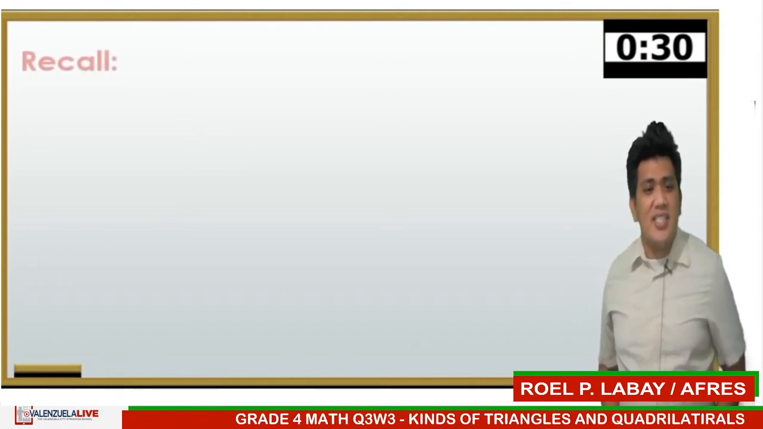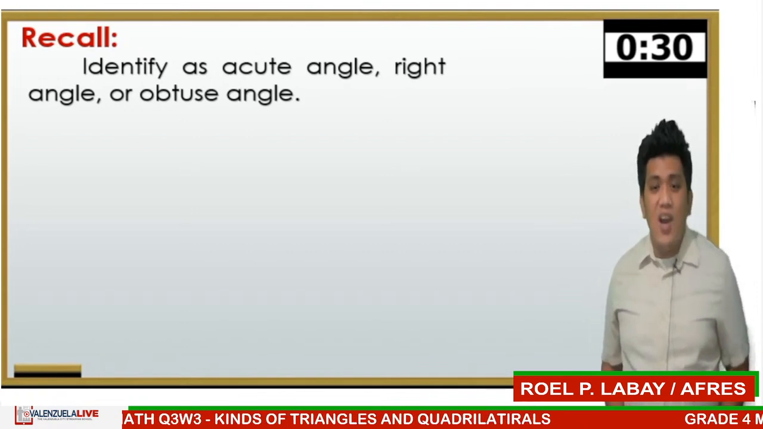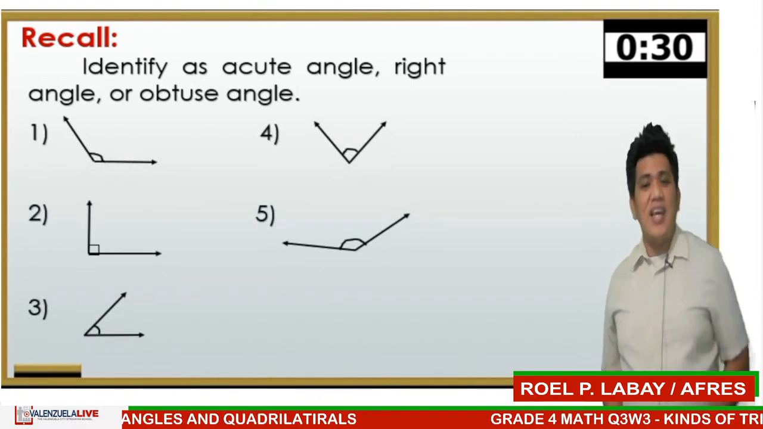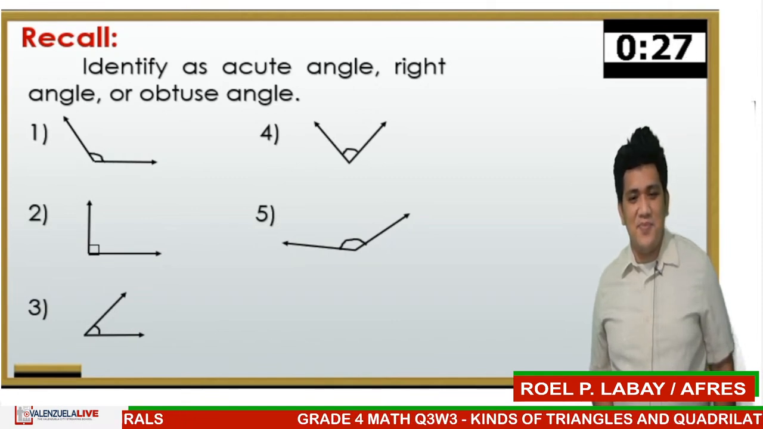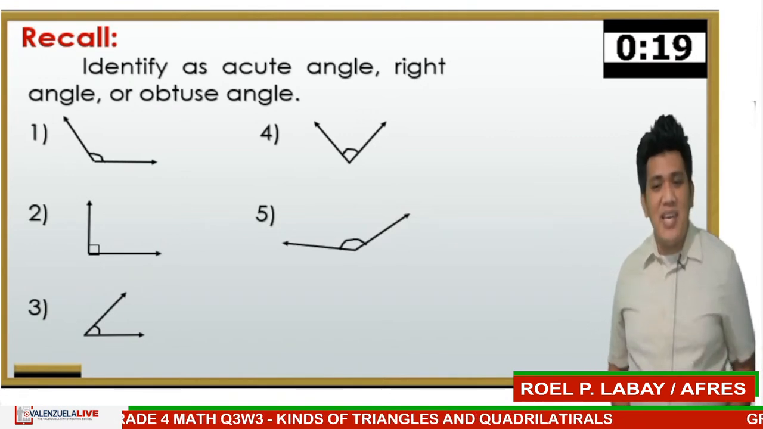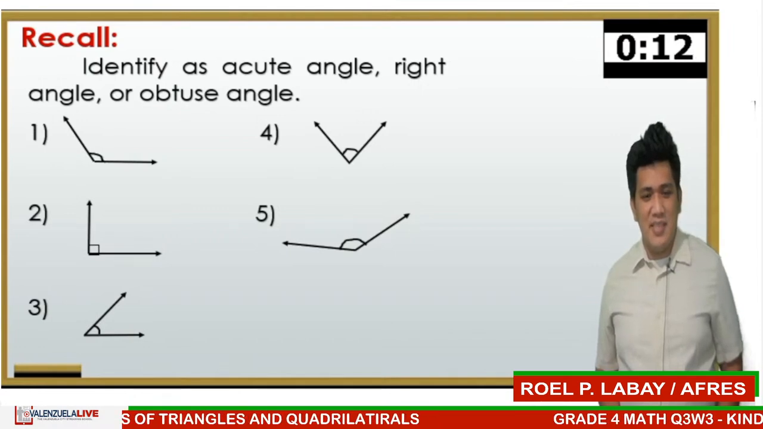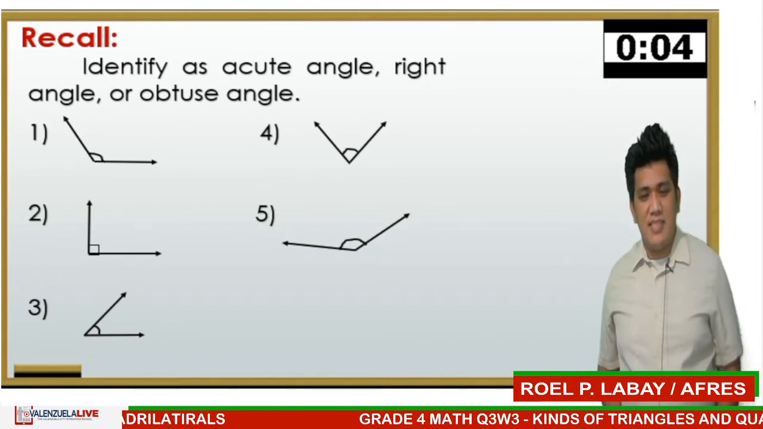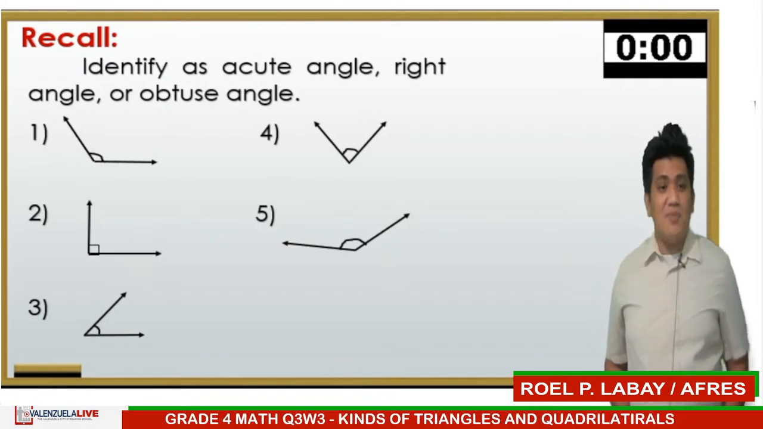In 30 seconds, I want you to identify as acute angle, right angle, or obtuse angle the following. Are you ready, Grade 4 pupils? If you are ready, your 30 seconds starts now. Just comment your answer in our comment section. You have 15 seconds left. 10 seconds left. 9. Okay, time's up. Time to check your work.